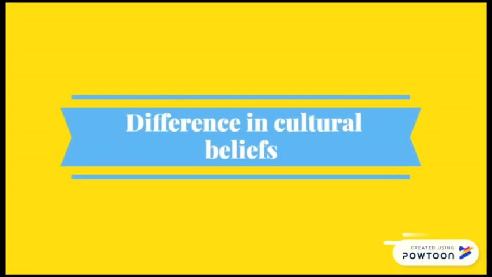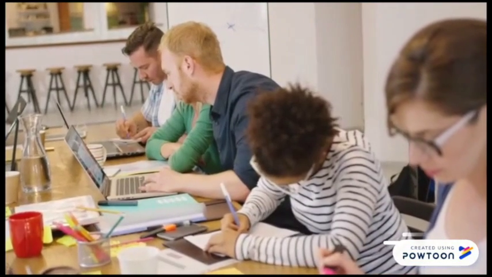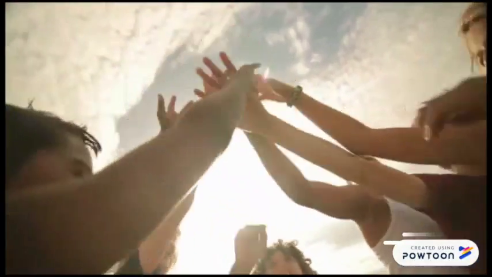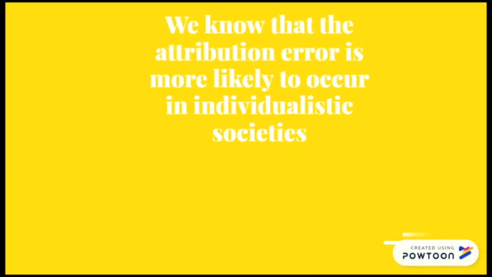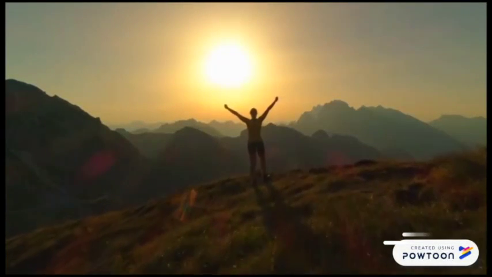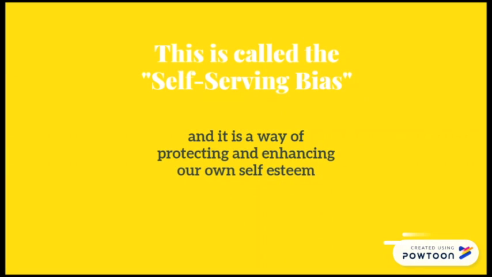The biggest reason that the fundamental attribution error cannot be universally established is because of the difference in cultural beliefs. Individualism and collectivism determine societal norms and roles. We know that the attribution error tends to occur within individualistic societies. When gauging success and failure, individualistic societies will attribute success to internal factors and will attribute failure to environmental factors. This is what we know as the self-serving bias and is a way we protect and enhance our self-esteem.